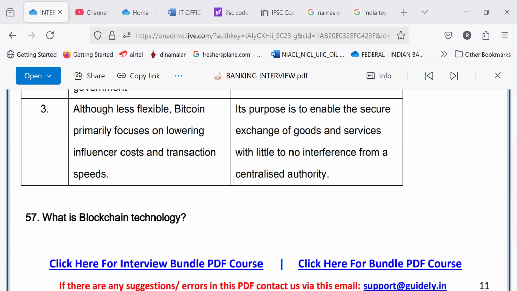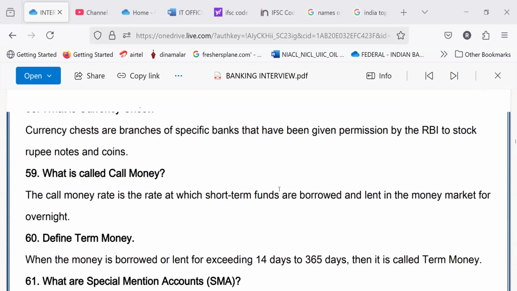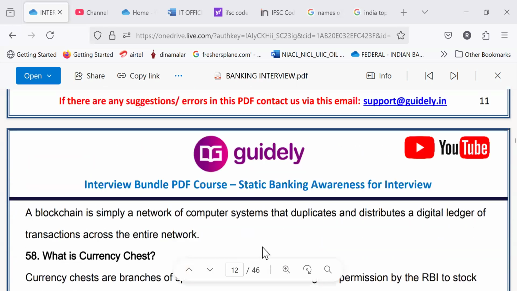Actually, these questions will normally be asked for computer graduates and other engineers. Say regular candidates like BSc, BCom, BA and all, mostly they will not ask such questions. Continue, Anusri. What is blockchain technology? It's simply a network of computer systems that duplicates and distributes a digital ledger of transactions across the entire network.